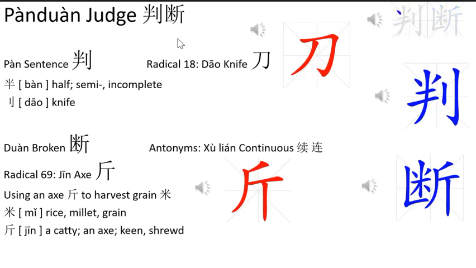判断 means to judge. Okay, from the word 判, which means sentence. This has a radical 18, 刀. This is the long version, this is the short version. Combined with 半 it becomes sentence. I know it's tough to memorize. You have to memorize it. That's the only way.